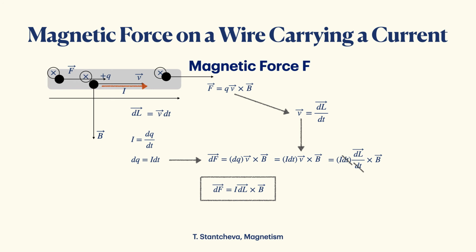Here I is the amount of current flowing through the wire. dl is the length of this particular segment of the wire. It is essential that we work with small segments so they're always straight. And B is the magnetic field.